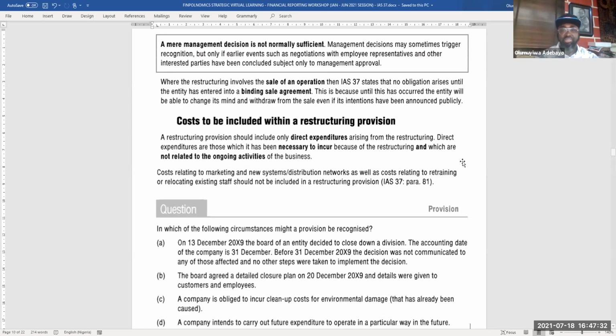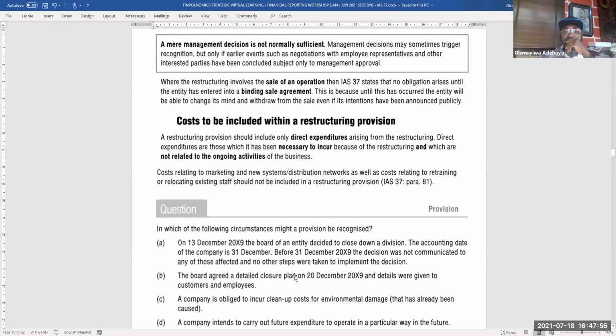Does it qualify for provision? It does not. Why? Because the decision was not communicated to any of those affected, and no other steps were taken to implement the decision. So only one condition was met, but two conditions compulsorily must be met. Therefore, no provision. Now let's look at the second one.